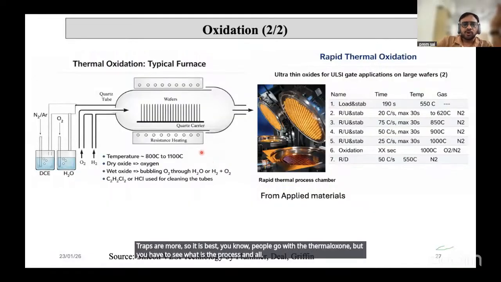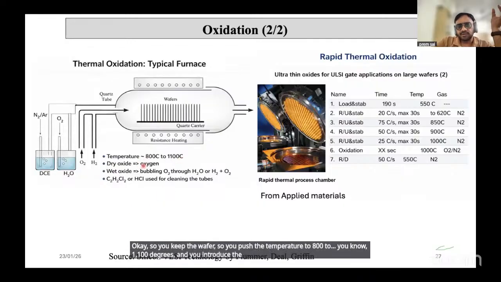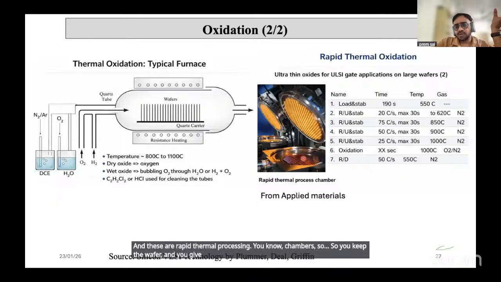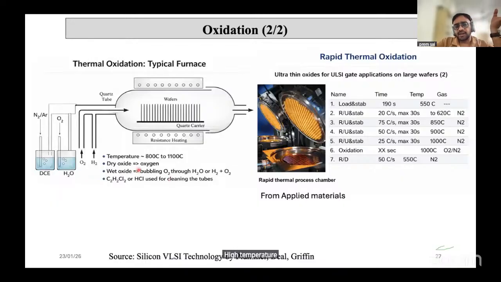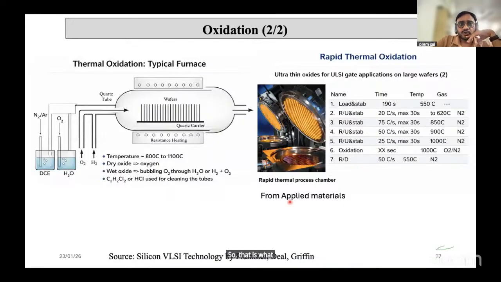And it can be grown using typical furnaces. You keep the wafer and push the temperature to 800 to 1100 degrees, and you introduce the gases, and it will grow. And these are rapid thermal processing chambers, where you give high temperature for a shorter time. Here we have to give 20 minutes, 30 minutes based on the thickness; there, maximum you spend 1 minute. So that is what I wanted to talk about oxidation.